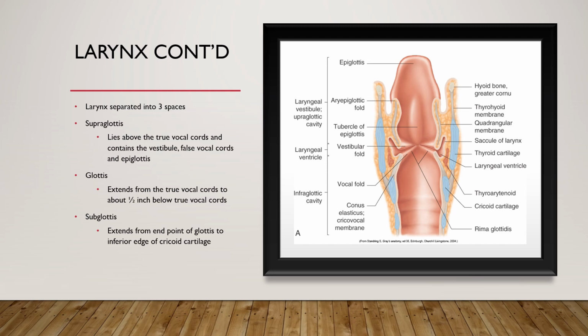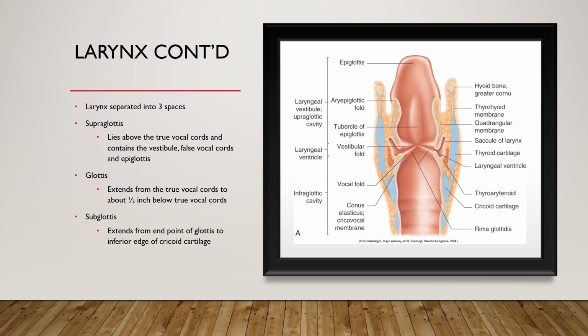All right, the larynx is separated into 3 spaces as well. We have the supraglottis, which lies above the true vocal cords and contains the vestibule, false vocal cords, and the epiglottis. We have the glottis that extends from the true vocal cords to about 1/2 inch below the true vocal cords. And then we have the subglottis, which extends from the end point of the glottis to the inferior edge of the cricoid cartilage.